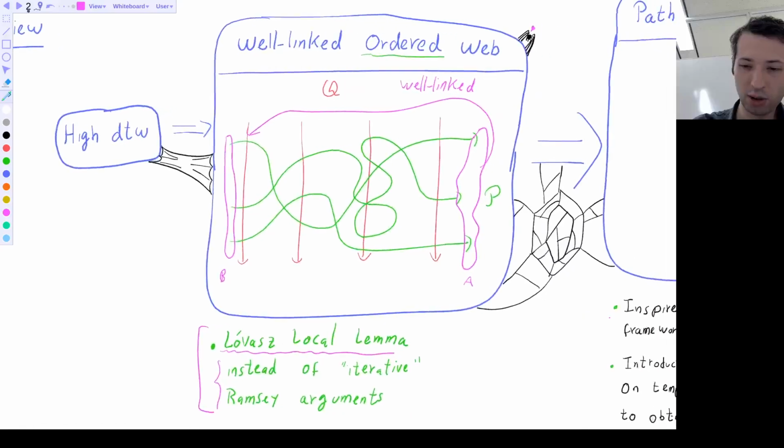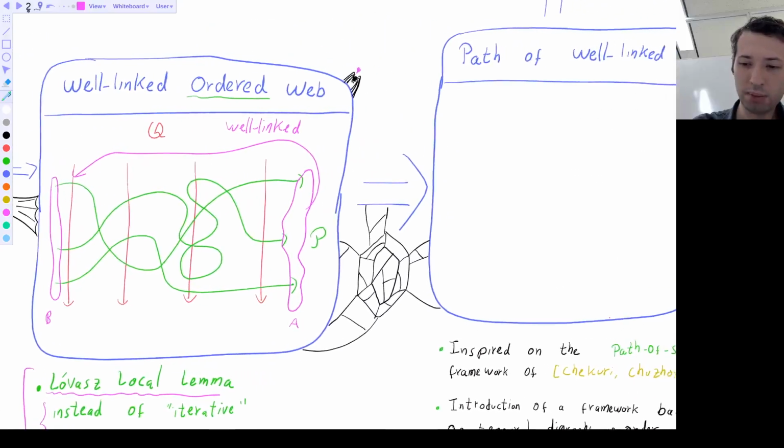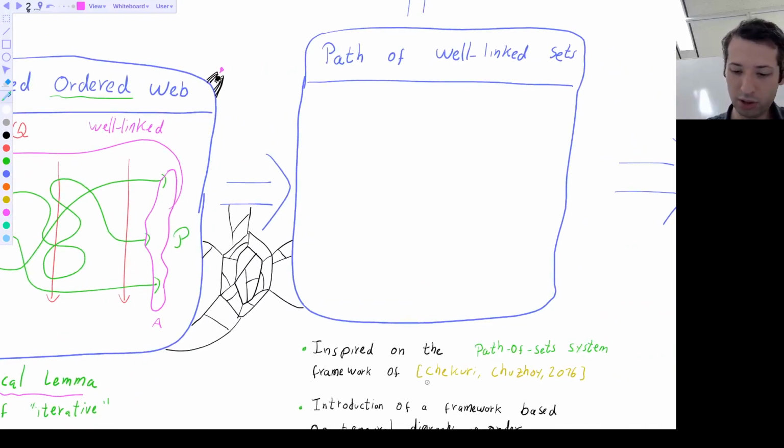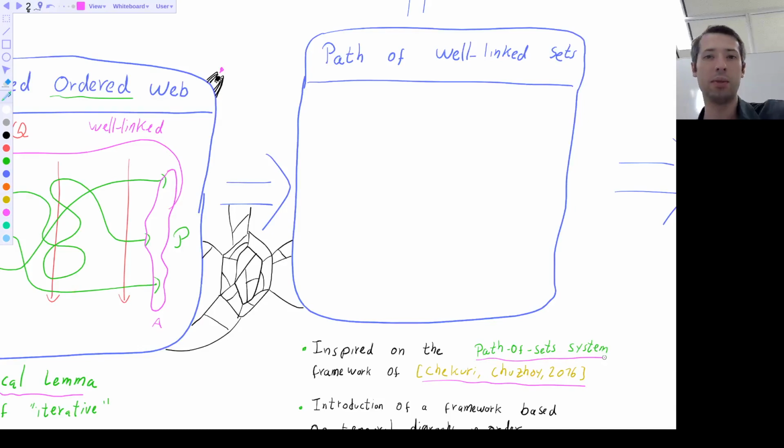After we get this ordered web, we construct what we call a path of well-linked sets. This is inspired by the work of Chekuri and Chuzhoy, in particular the path of sets system framework that they introduced in order to obtain a polynomial bound for the undirected grid theorem.